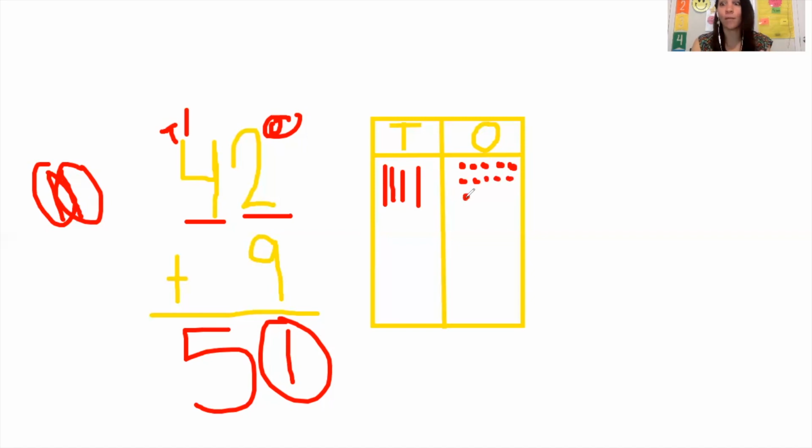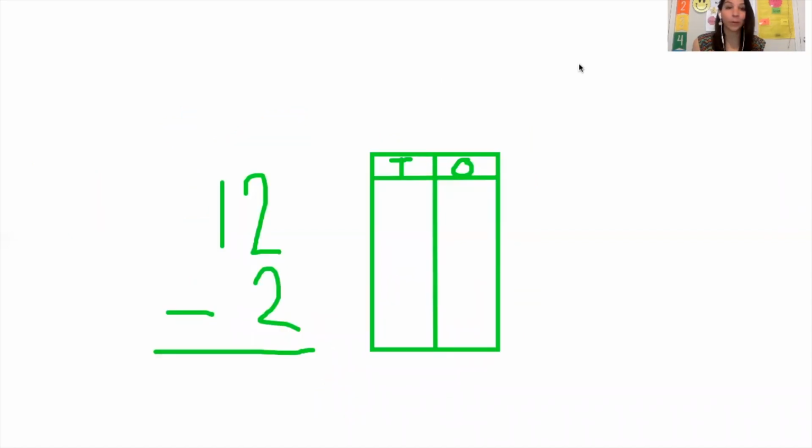Okay. Remember, if you have a group of 10 or more, you have to regroup. You have to take that group of 10 and take it over to the 10 side. And I do. So here I have a group of 10. I am going to take that over and put it over here and add a 10. So now I have 1, 2, 3, 4, 5 10s. And all I have left is 1 1. My answer is 51.